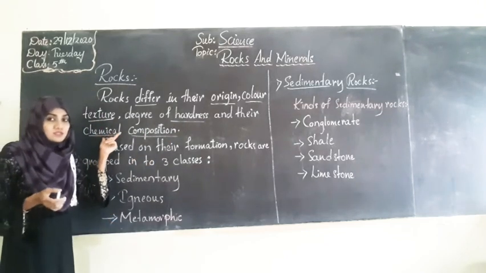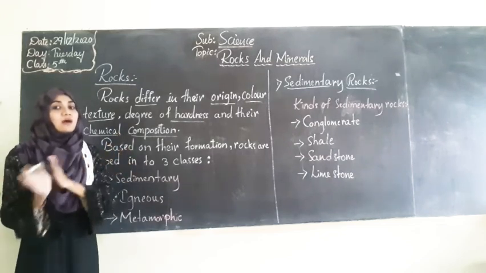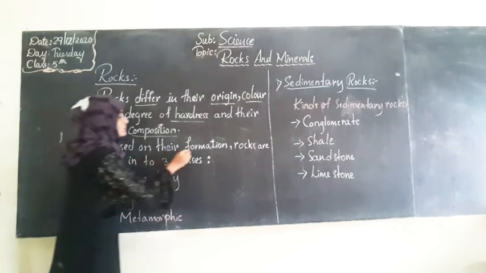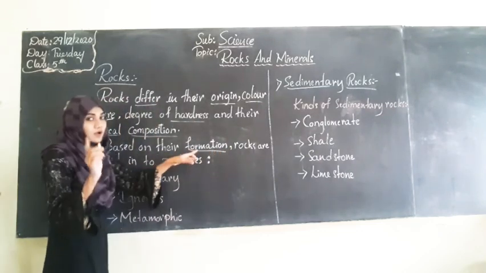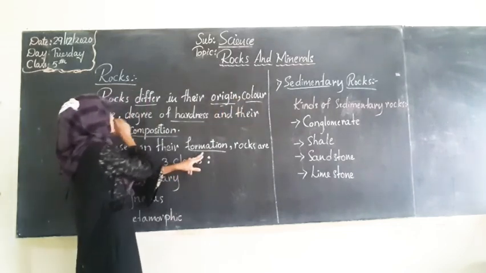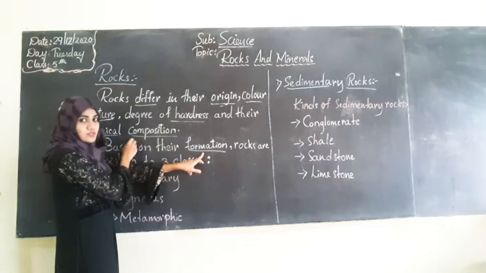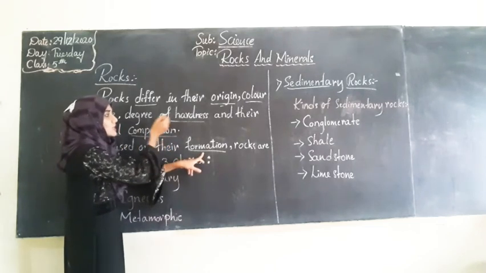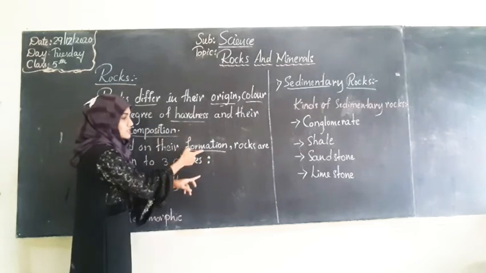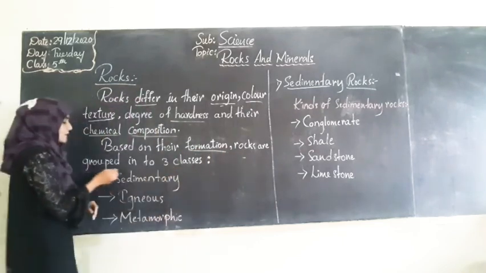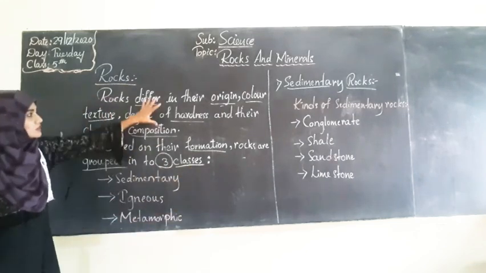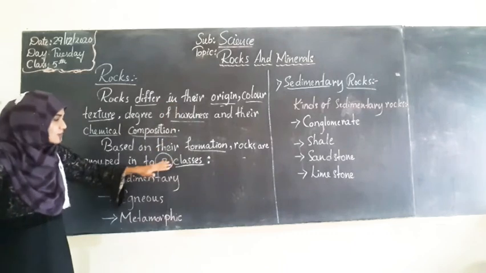And also their chemical composition. Chemical composition means different rocks are made up of different types of chemicals. So how does a rock form? A rock is formed based on its origin, color, texture, hardness and chemical composition. All these characters together make one rock. Based on the formation of the rock, rocks are grouped into three classes.